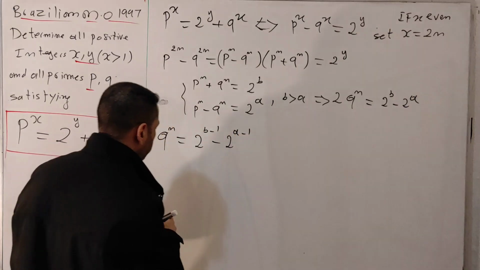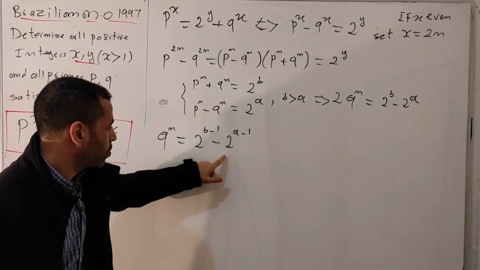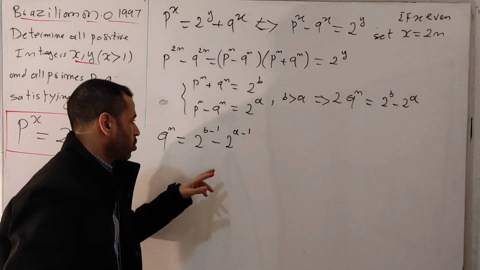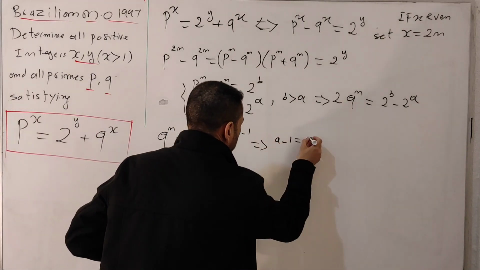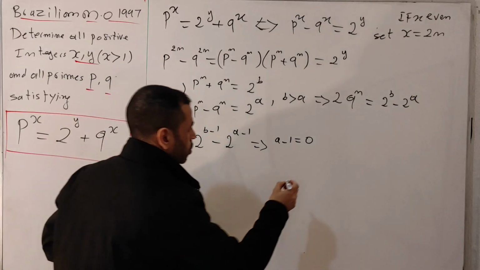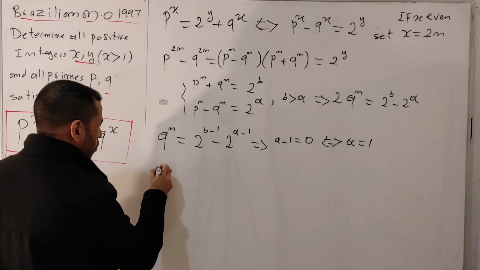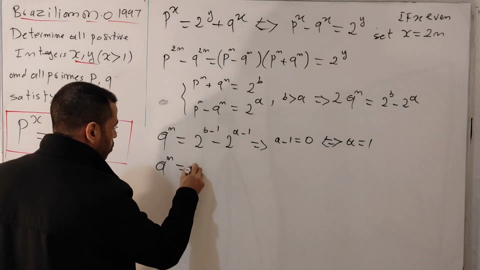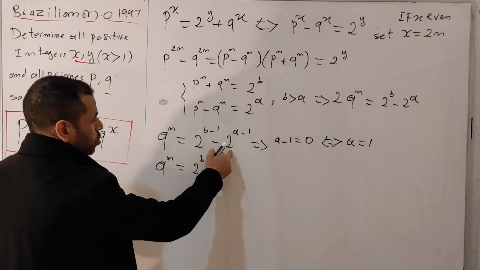Okay, here is the thing. The left hand side of this equation is an odd because we have a prime here, but the right hand side of this equation is an even. In order to maintain this equation, we must set a minus 1 to 0. Okay, so in other words, a equals 1. That means I will have q to the n equals 2 to the b minus 1 minus 1. This one is turned 1.